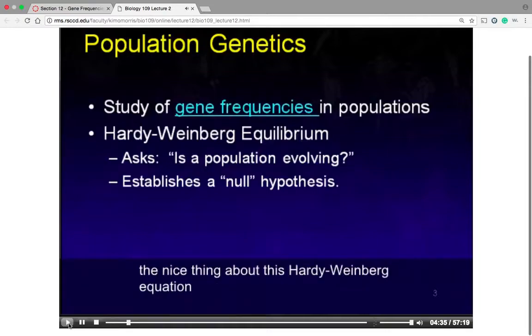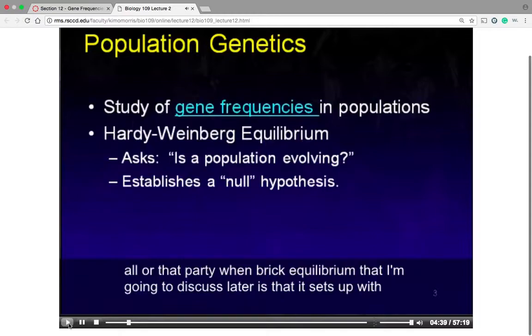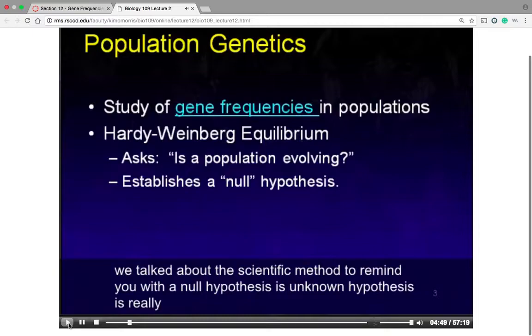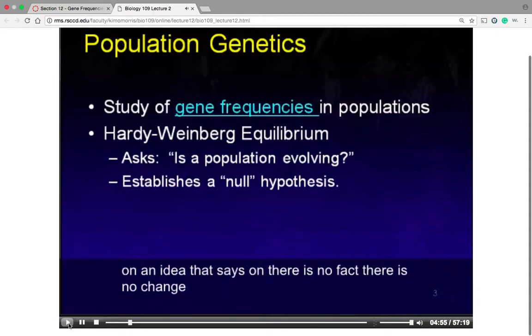The nice thing about this Hardy-Weinberg equation, or Hardy-Weinberg equilibrium that I'm going to discuss later, is that it sets up what's called a null hypothesis. I want to bring you back to the very first lecture that we had where we talked about the scientific method to remind you what a null hypothesis is. A null hypothesis is really an idea that says there is no effect. There is no change.